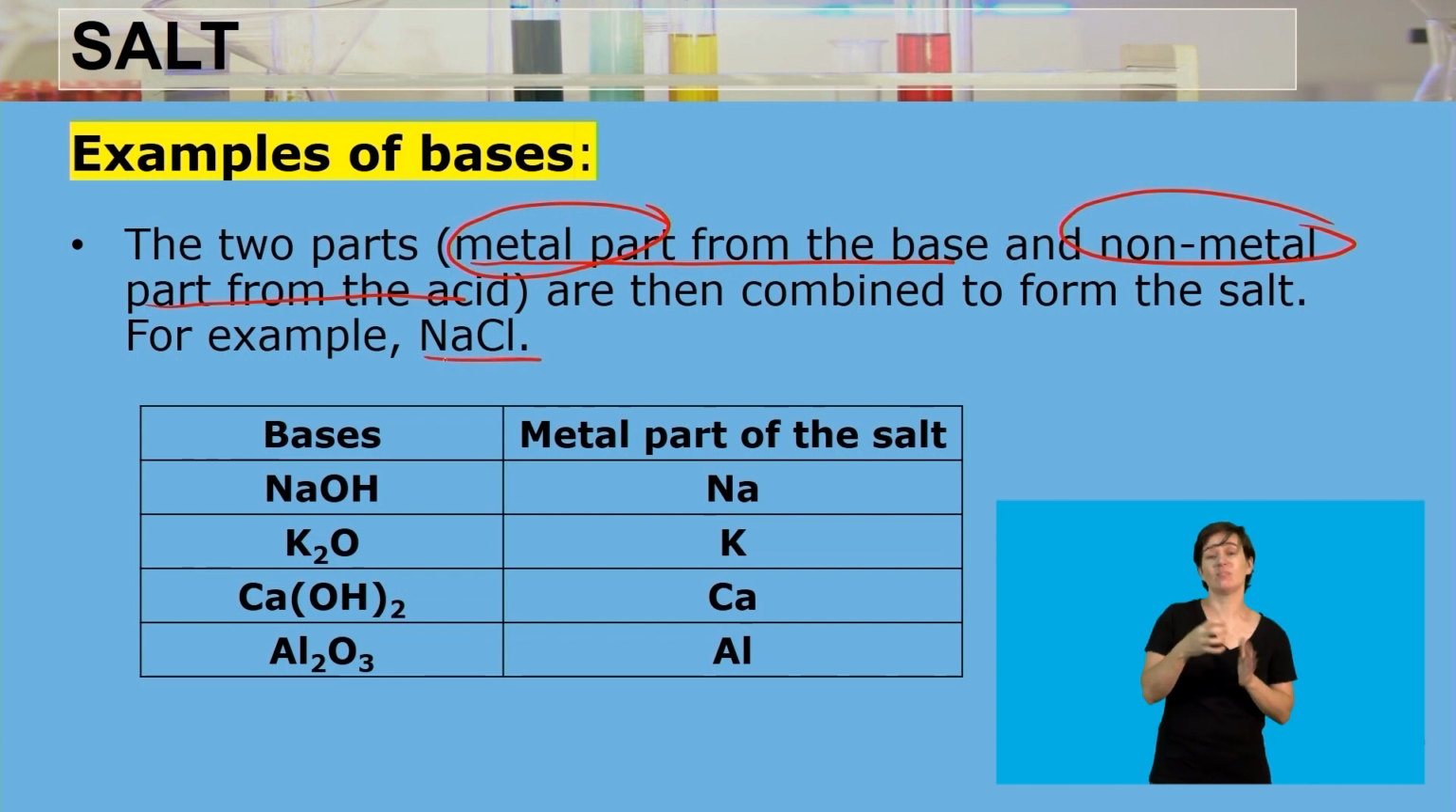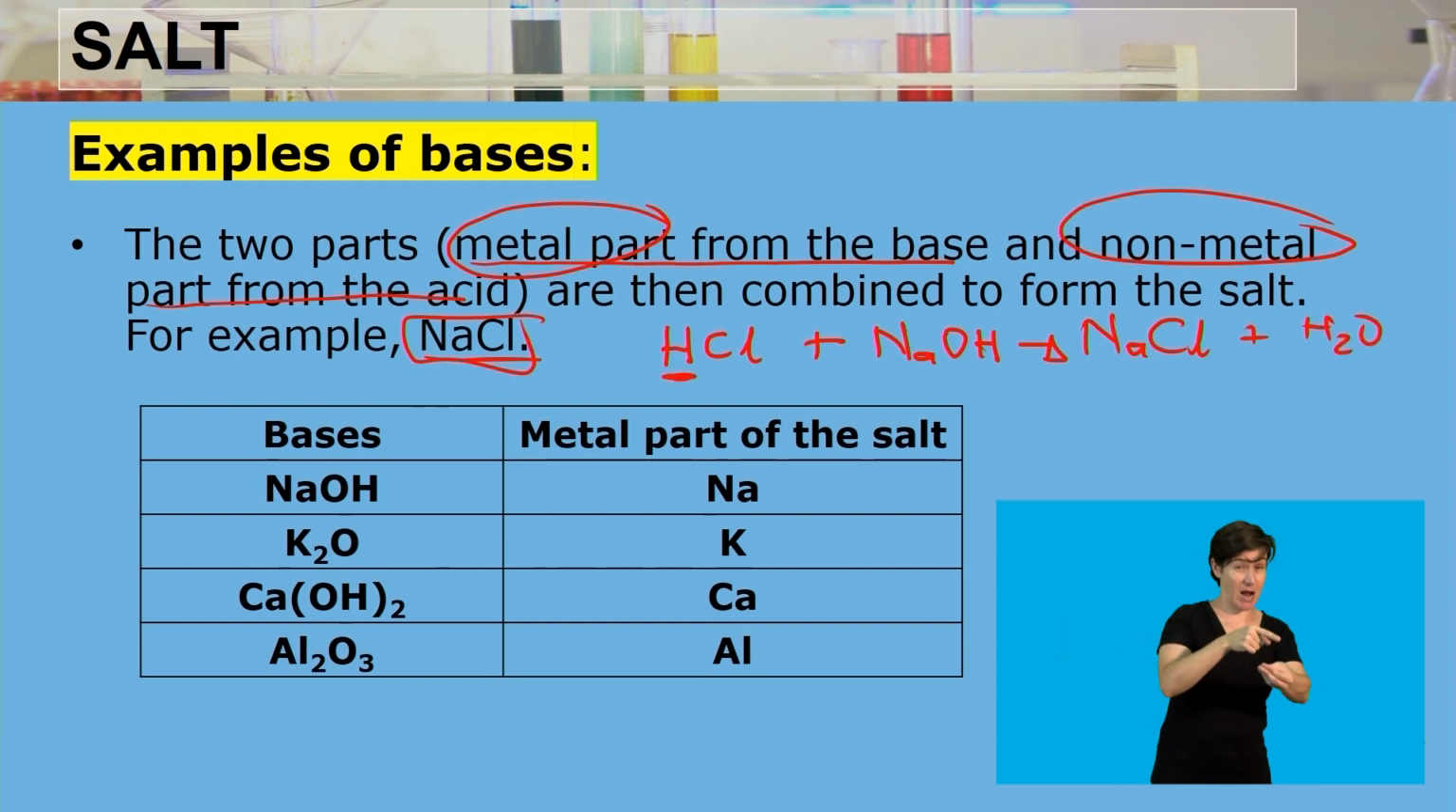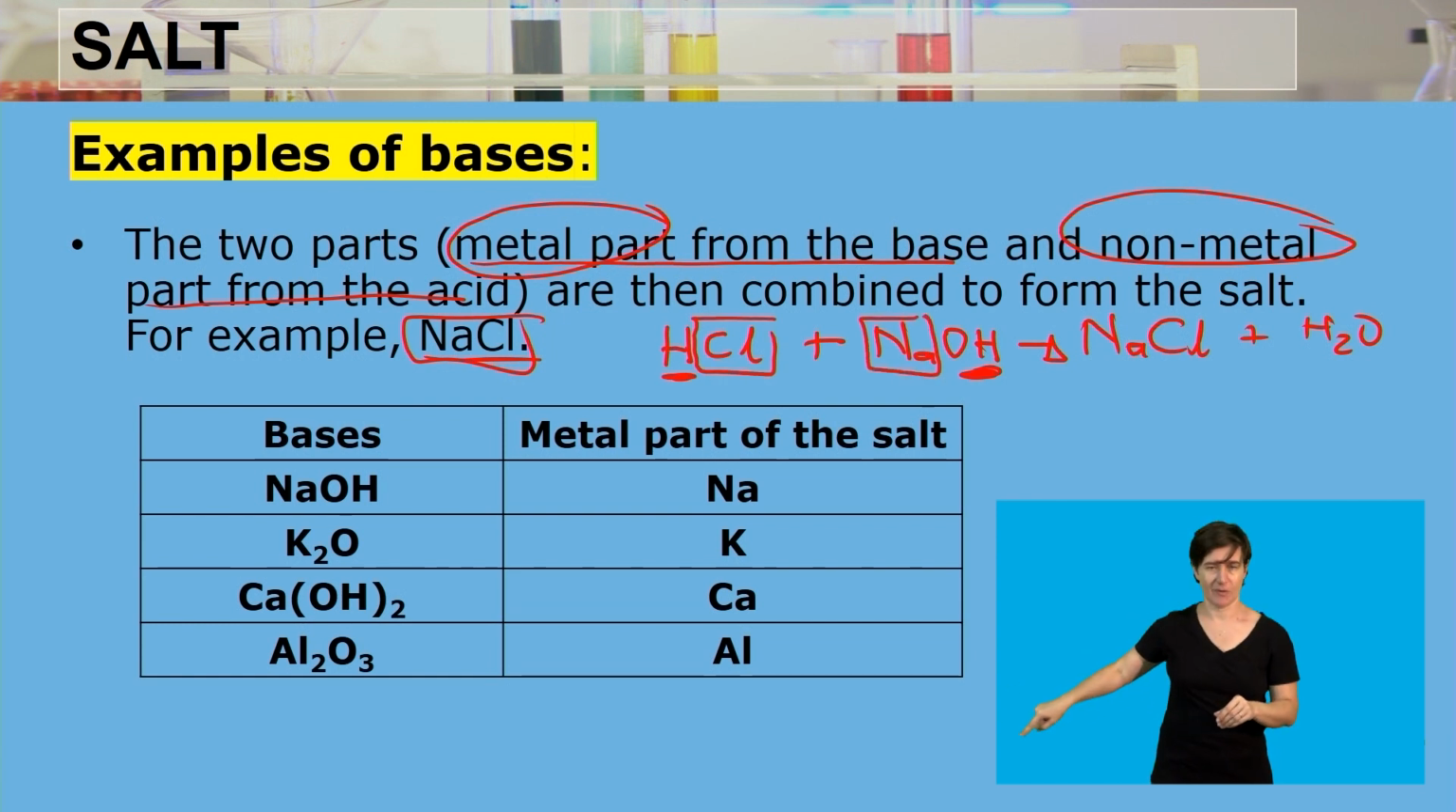For an example, the NaCl. Where and how do we get the NaCl? We said this is your HCl reacting with the NaOH. The product was your NaCl plus H2O. The acid donated the hydrogen, the base donated the hydroxide. Then the remainder was the non-metal part from the acid, and then the metal part from the base. Now those two, when they react, form our salt, which is the NaCl.